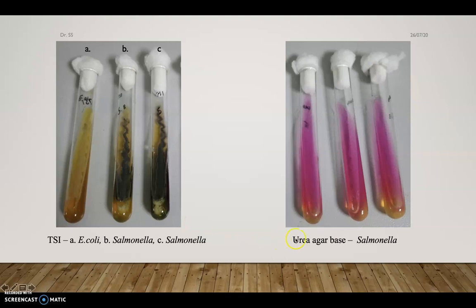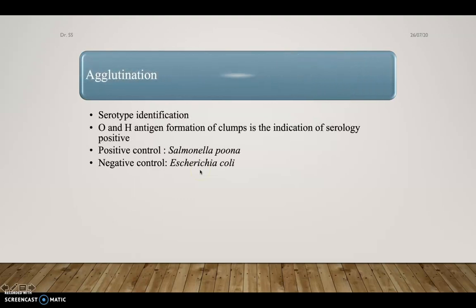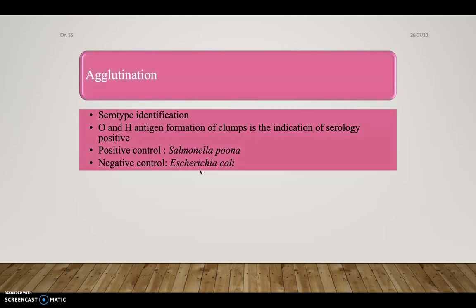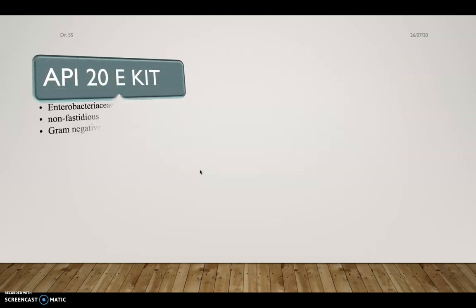So this is the urea agar base. All these cultures are Salmonella. And then agglutination, this is mainly for serotype identification. Moreover, O and H antigens are identified by means of this agglutination. In this, the positive control used here was Salmonella Pona and the negative control was Escherichia coli. And the final one is the API 20E kit.